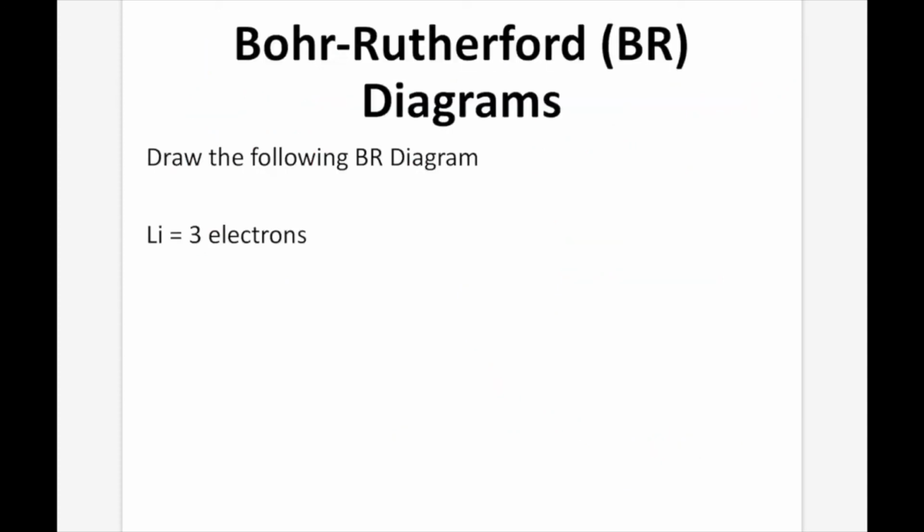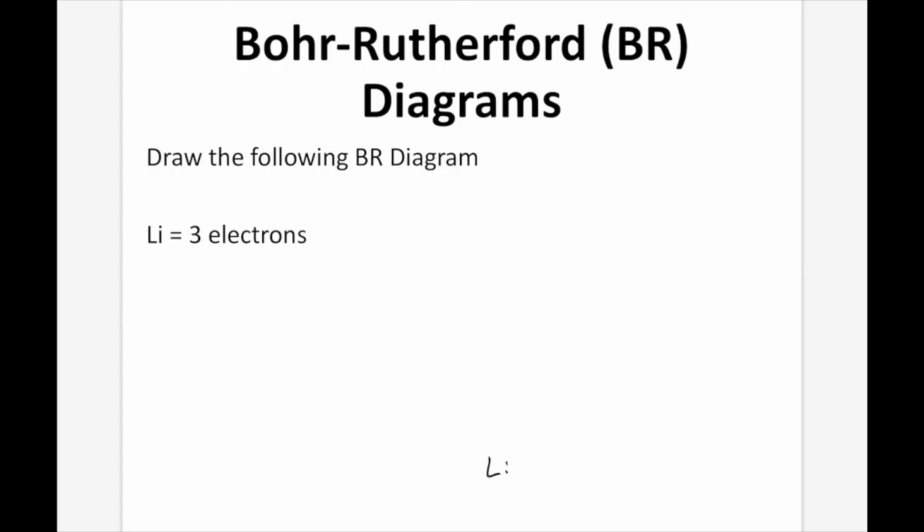So what I'd like you to do is pause the video and draw the following Bohr-Rutherford diagram. So I want you to try lithium. Lithium has 3 electrons. So we're going to start by writing lithium underneath. We're going to draw the nucleus. We're going to write 3p. We're going to find out the number of neutrons. Now the mass of lithium is 7. So the number of neutrons is going to equal the mass, 7 minus 3, which is equal to 4. So we're going to say 4n.